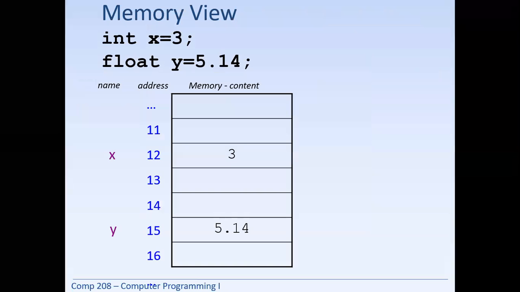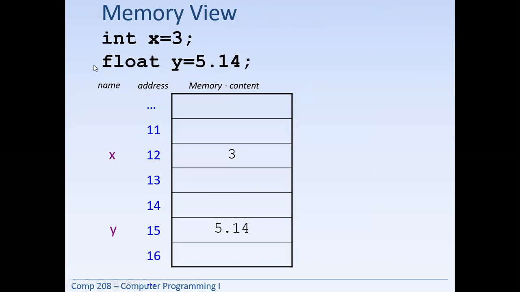In the memory, we have here x and y. This is the address in the memory, we don't care about this. Inside the memory, x equal to 3 and y equal 5.14. It is inside the memory, okay?